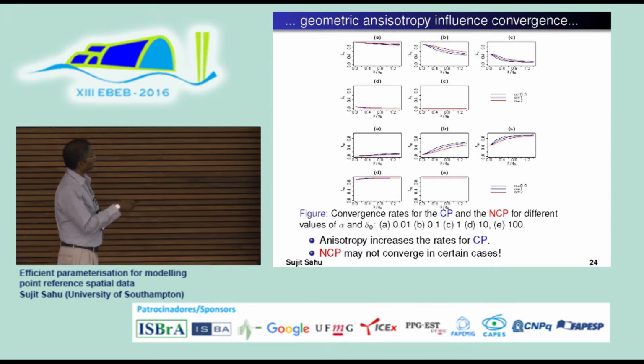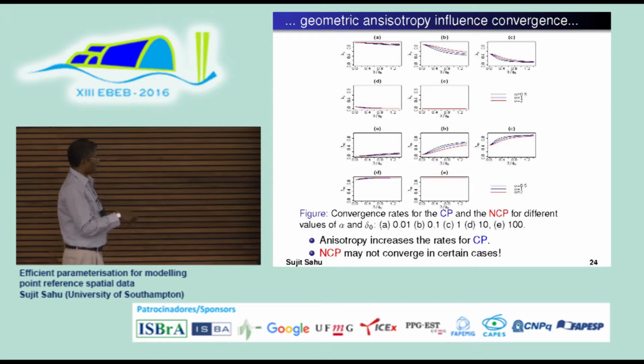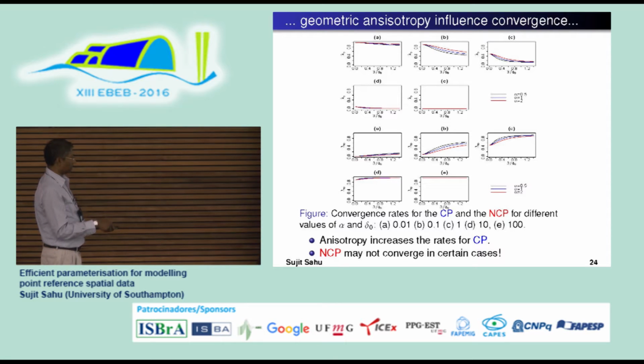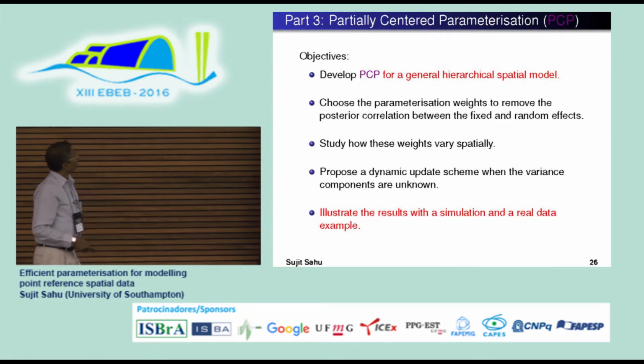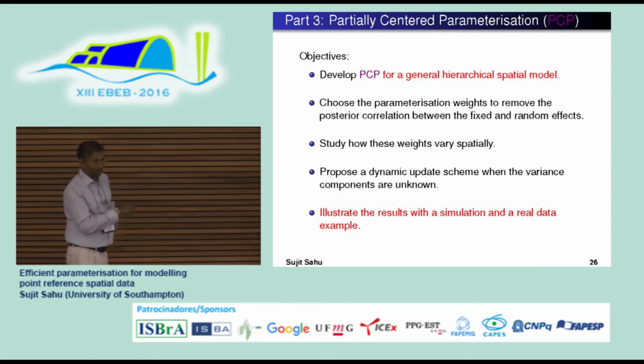For convergence rate, again for CP up there and NCP, you can see the CP rates are going down as your effective range goes up. These are effective ranges, as we said, 3 over phi naught, but here they're going down. Anisotropy increases the rates for CP. NCP may not converge in certain cases, because of these guys that you see in the rates there. All right, I'll forget about blocking. We can do similar studies, but let's come back to my partially centered parameterization.